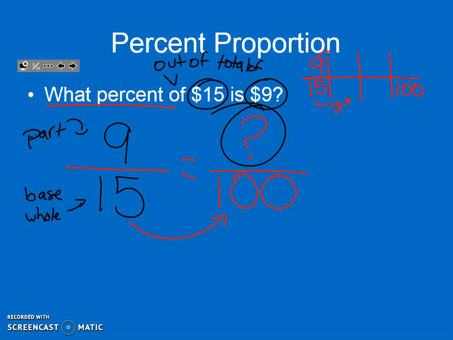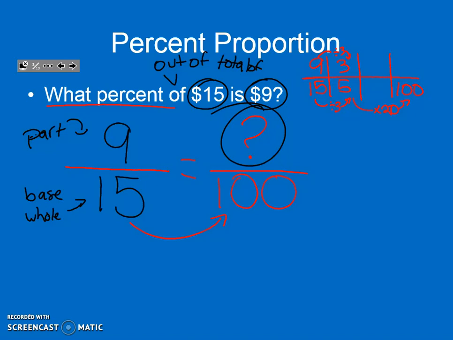Whatever I do on the bottom, let's do also on the top. 9 divided by 3 is 3. 15 divided by 3 is 5. Perfect. I can go from 5 to 100. So what do I need to multiply by 5 to get to 100? Because I have to be scaling forward because 100 is larger than 5. So what whole number do I multiply by 5 to give me 100? If you said times 20, you would be absolutely correct.